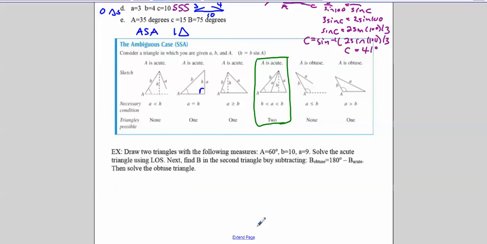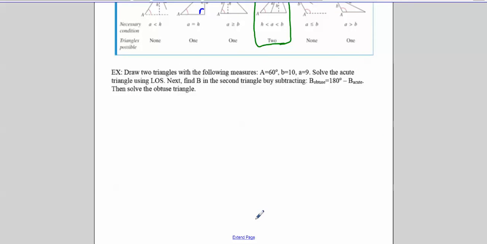So it says draw two triangles with the following measures, solve the acute triangle using law of sines, and next find the B in the second triangle by subtracting. The B from the obtuse triangle is equal to the 180 minus B in the acute triangle, then solve the obtuse triangle. So in our acute triangle we have A is 60 degrees.